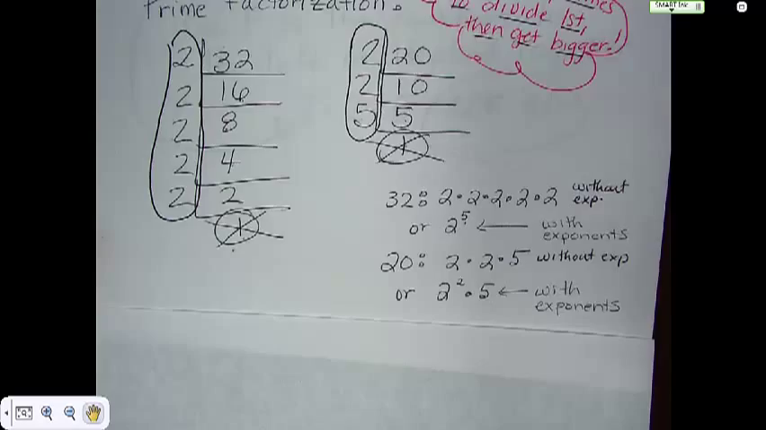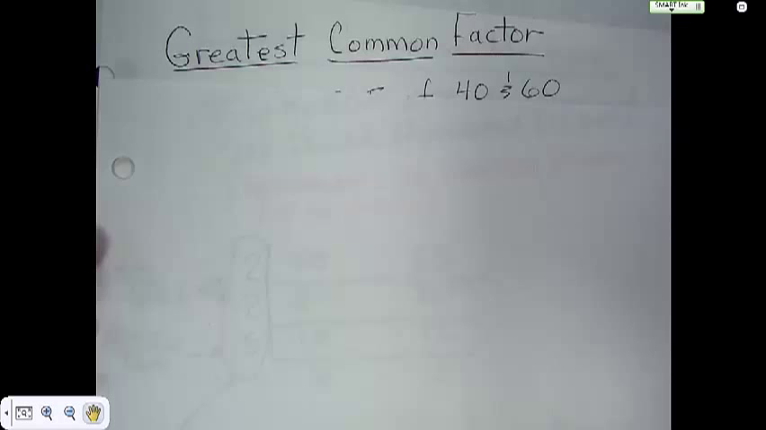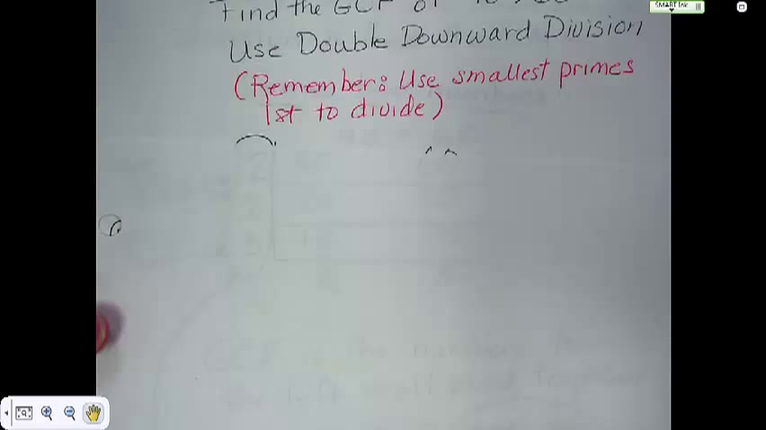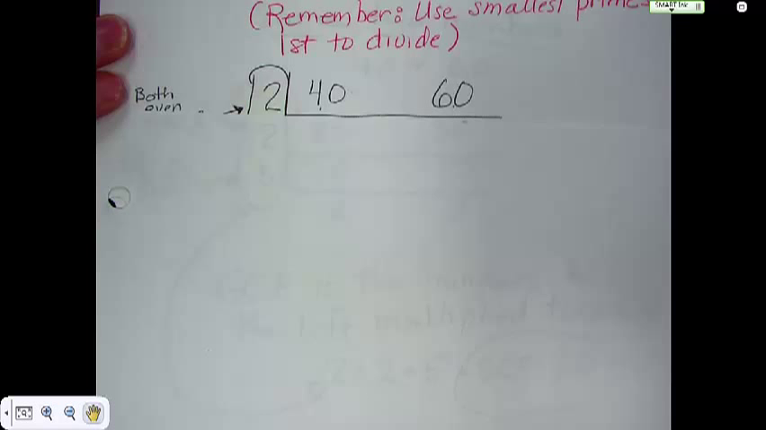Now you can use this same thing to work with the greatest common factors. So let's go back to our greatest common factor that we had before. I think we were talking about 40 and 60, okay? And let's use double downward division. Ooh, scary, scary. Remember to use the smallest primes, okay? Start out, we have 40 and 60. They're both even. So the smallest prime we could use is 2. So that's what we'll do. We'll divide both by 2. We get 20 and 30.